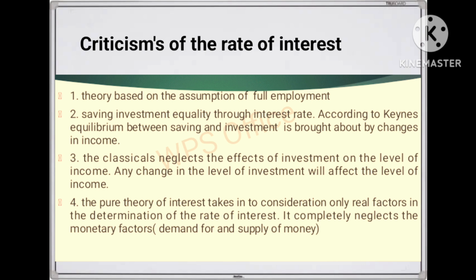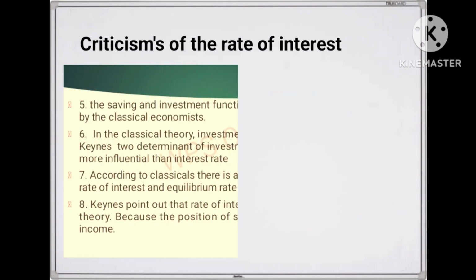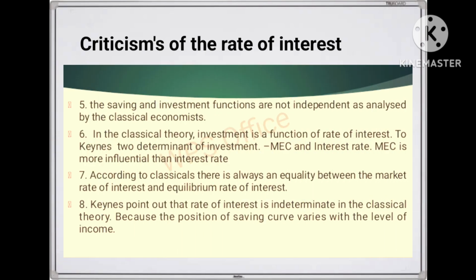The fourth one, the pure theory of interest takes into consideration only real factors in the determination of the rate of interest. It completely neglects the money factors, that is demand and supply of money. The fifth one, the savings and investment functions are not independent as analyzed by the classical economists. The sixth one, in the classical theory, investment is a function of the rate of interest, but to Keynes the determinants of investment are MEC and the rate of interest. MEC is more influential than the rate of interest.